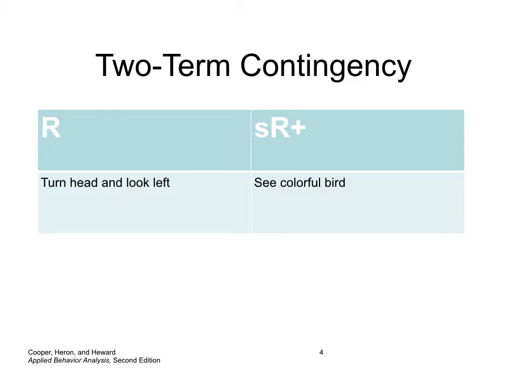So here's the example. The behavior, or response, is turning the head and looking left, and the stimulus change is seeing a colorful bird. If the person really likes to see the colorful bird and the consequence serves as a reinforcer, then the person is more likely to do the same or similar behavior in the near future, right? To see the bird.